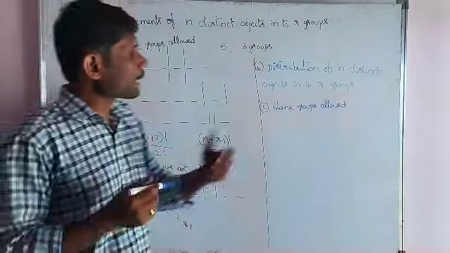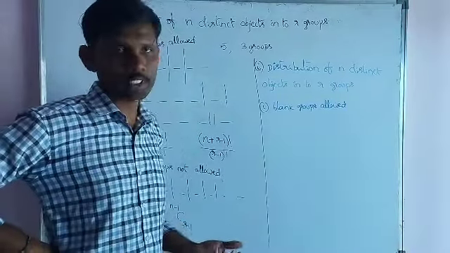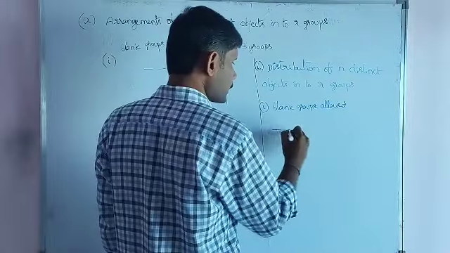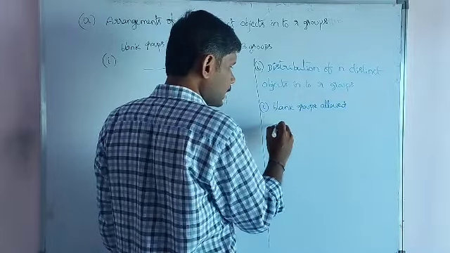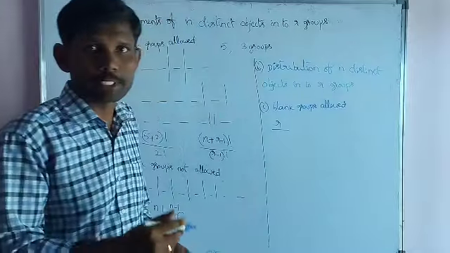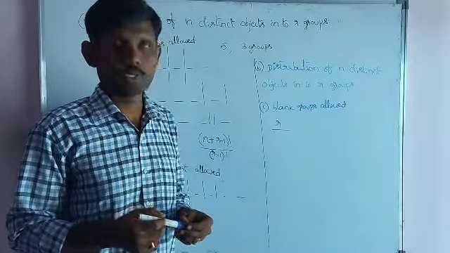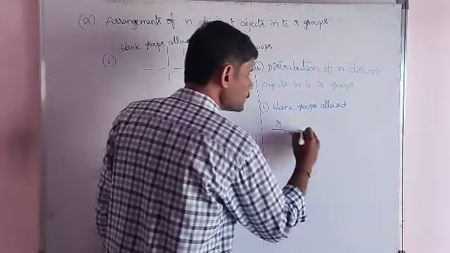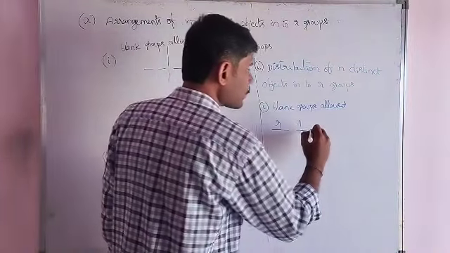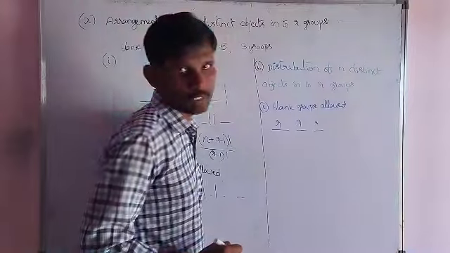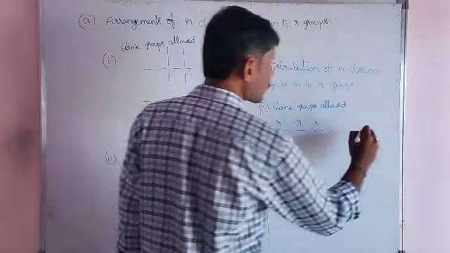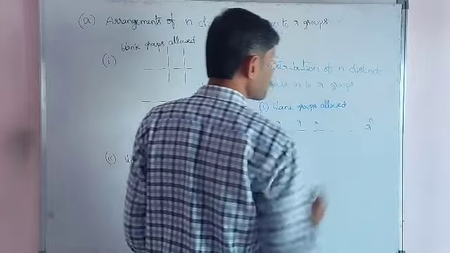So each group can contain any number of objects. When we take the first object, it can go to any one of the groups. So the first object has R ways to be distributed. It can go to any one of the groups. Similarly, the second object has R ways. The third object also has R ways, and so on, up to the nth object. So the total number of ways is R power n.